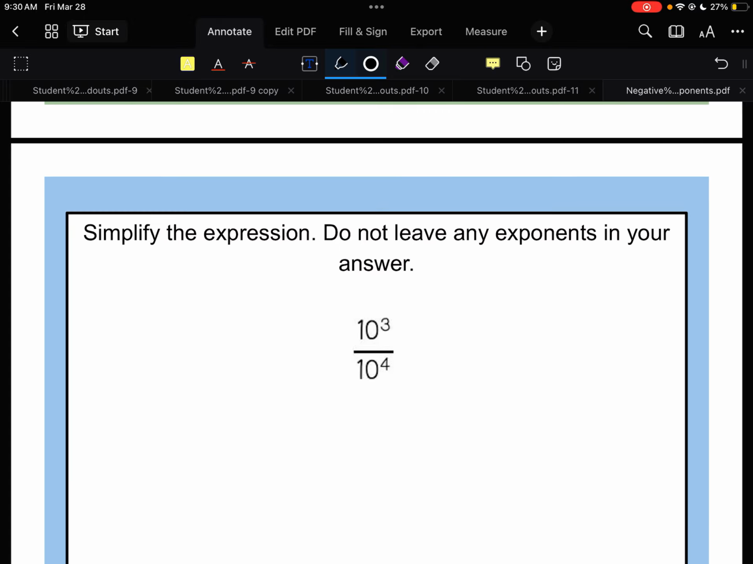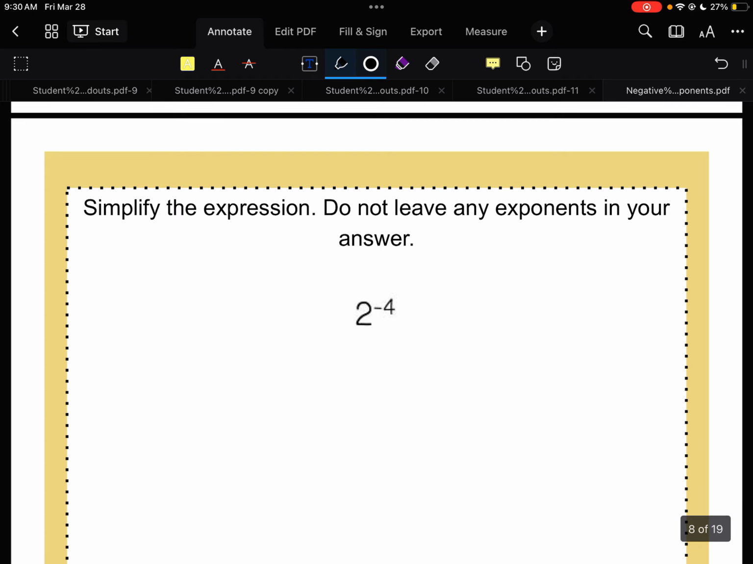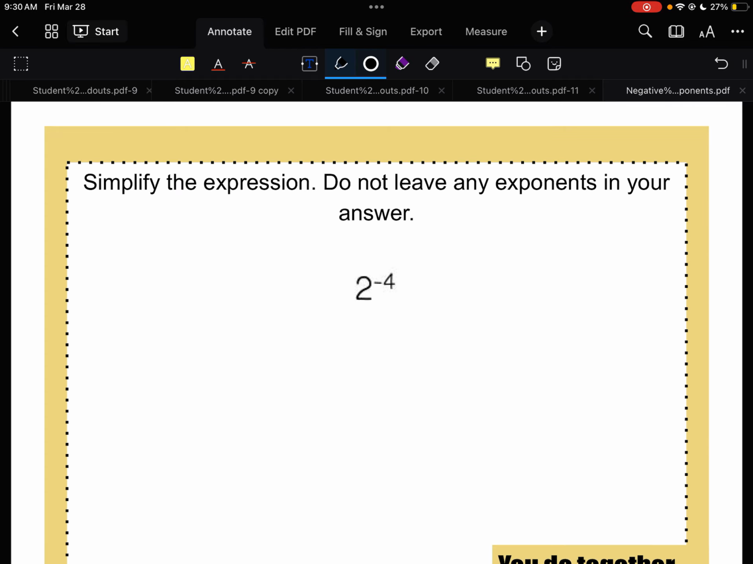So here, you could solve 10 to the third and then 10 to the fourth and then divide. Or you could go 3 minus 4 is negative 1. And then 10 to the negative 1 power is 1 over 10 to the first power, which equals 1 over 10. Anything to the first power is just the number itself. So that would be the steps on that. So go ahead and pause and try and solve this one. You can use your calculator to solve the 2 to the 4th power.